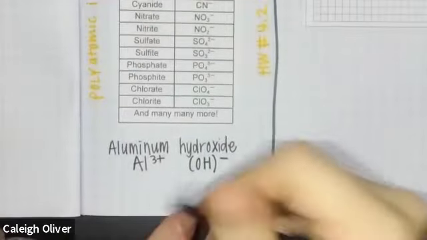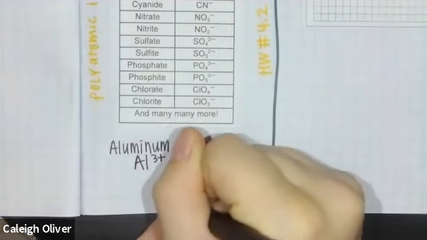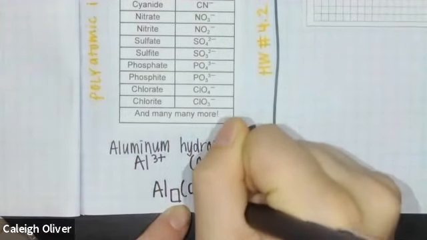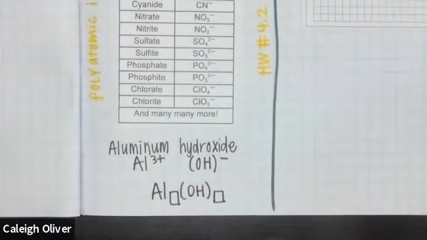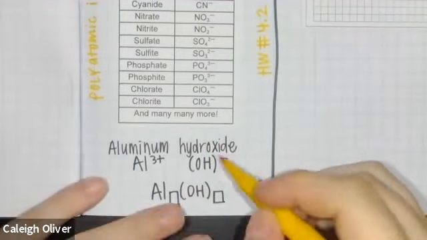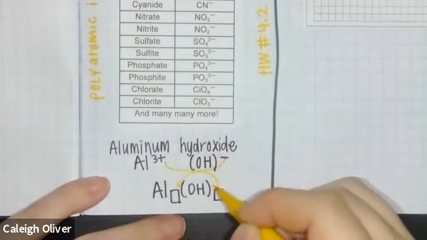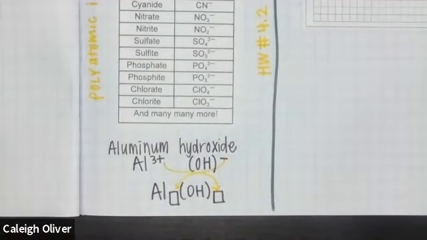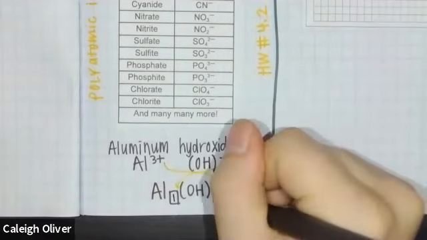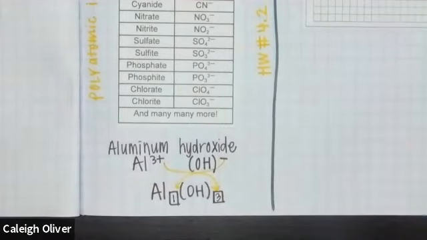We always write the positive one first. And you just swap the charges. We need 1 aluminum for 3 hydroxides. Al(OH)3. And this was homework 4.2. We did lots of examples of polyatomic ions.